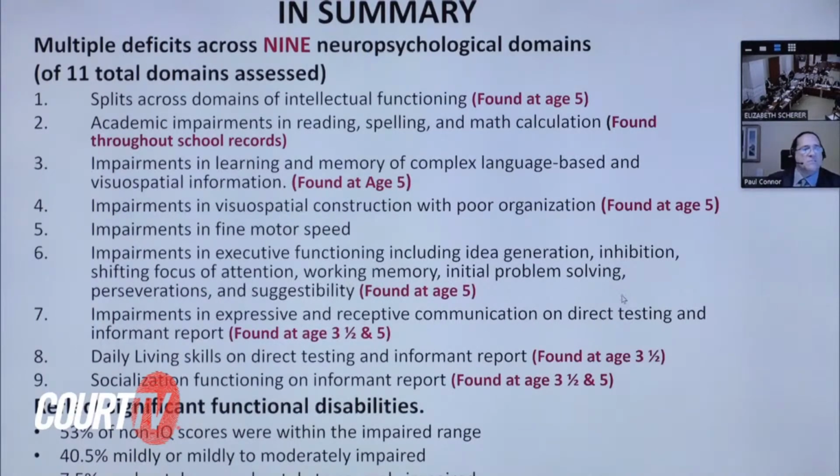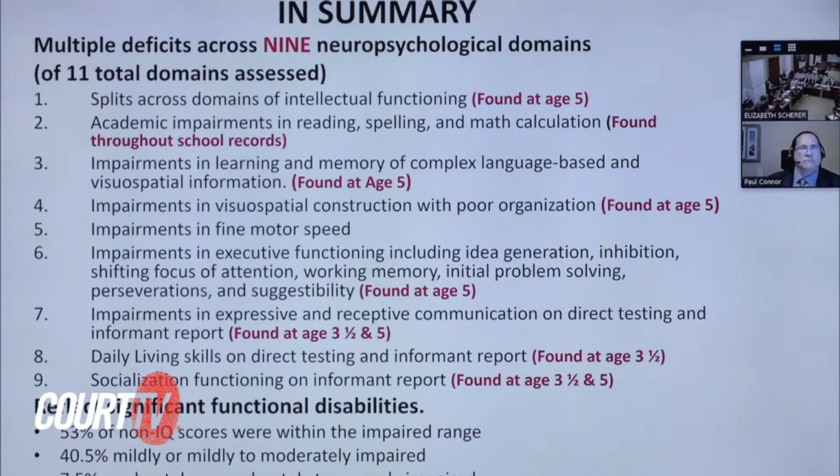Expressive and receptive communication, both on direct testing that was done currently, and on informant report when he was 3.5 years old, and also on testing that was done both at 3.5 and 5 years old. Daily living skills were found on current testing, as well as at age 3.5 based off of his adoptive mother's report. And the socialization functioning, primarily reported by the mother when he was 3.5, and also noted in the school records or in the evaluation when he was 5. So he's demonstrating deficits in 9 out of the 11 domains that were assessed currently.